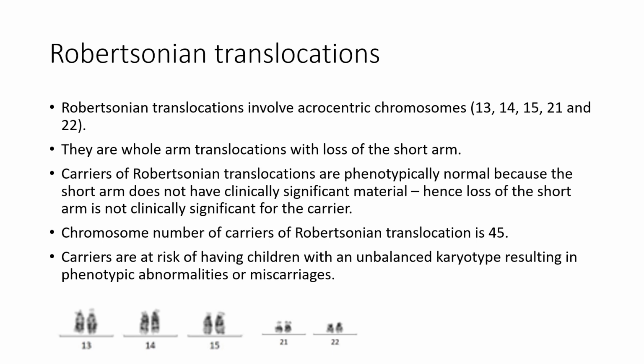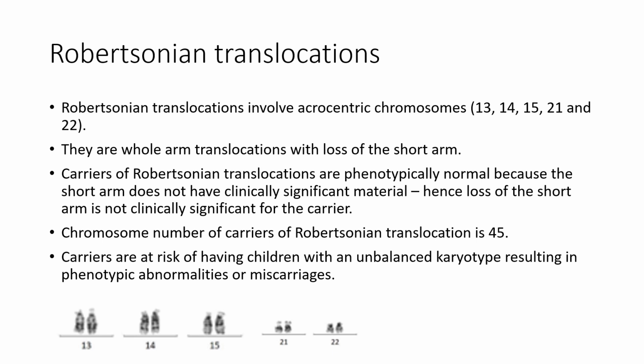So in Robertsonian translocations, the acrocentric chromosomes go through what is called whole arm translocations that result in loss of the short arm. Carriers of Robertsonian translocations are phenotypically normal because the short arm does not have clinically significant material. Hence, loss of the short arm is not clinically significant for the carrier.